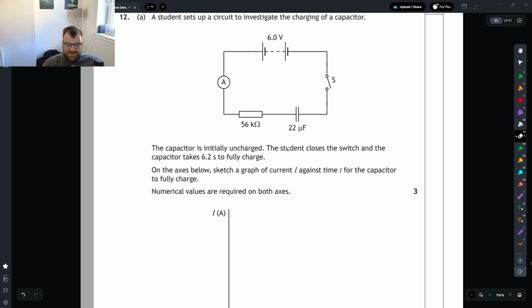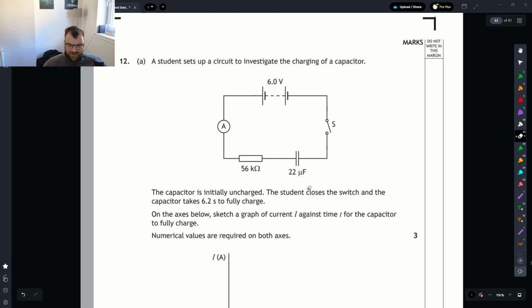In this next question, we are asked to sketch a graph showing current against time for this capacitor charging. Well, we know the time is 6.2 seconds. We've not got a current, but we could work out the current. So the switch is closed. So it's got the 56 kilo ohm resistor, 6 volts supply. So V equals IR, I equals V over R. And then that will be 6 over 56 times 10 to the power of 3, which will be 1.07 times 10 to the minus 4 amps. And that's then going to be your peak value.